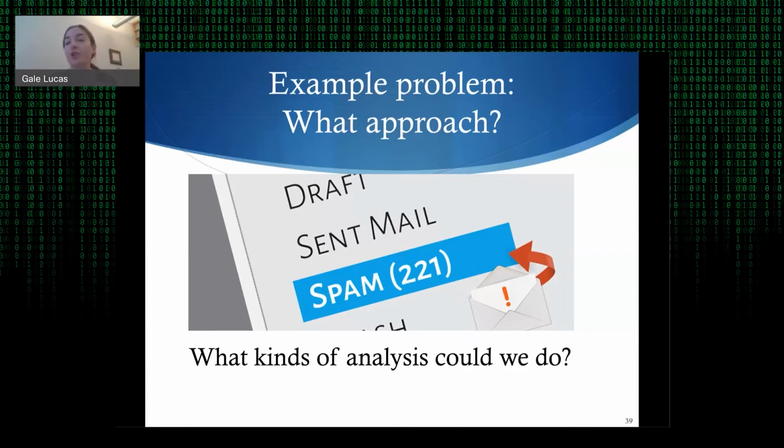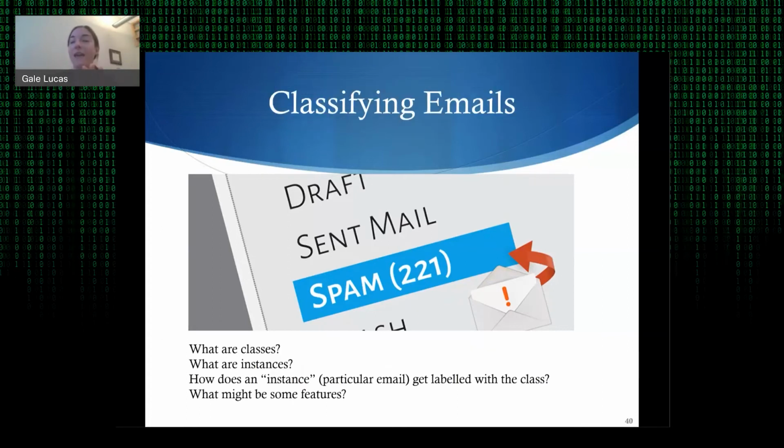I've been approached by Google, and Google has the problem of their spam emails. How do I figure out if it's spam or not spam? Well, you could do lots of things. You could do text mining, but I'm going to create a classifier.